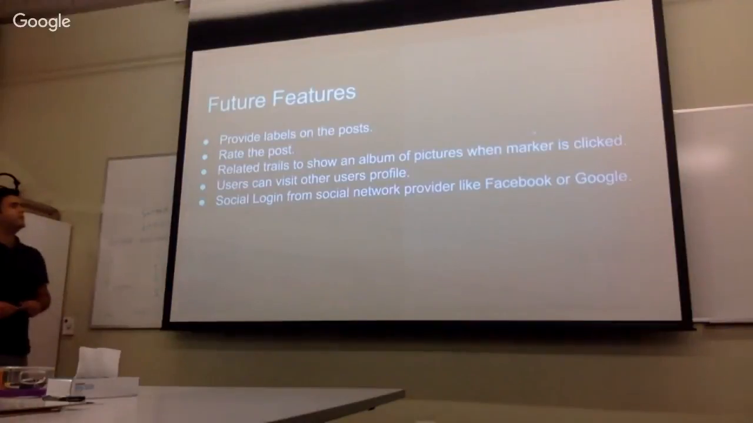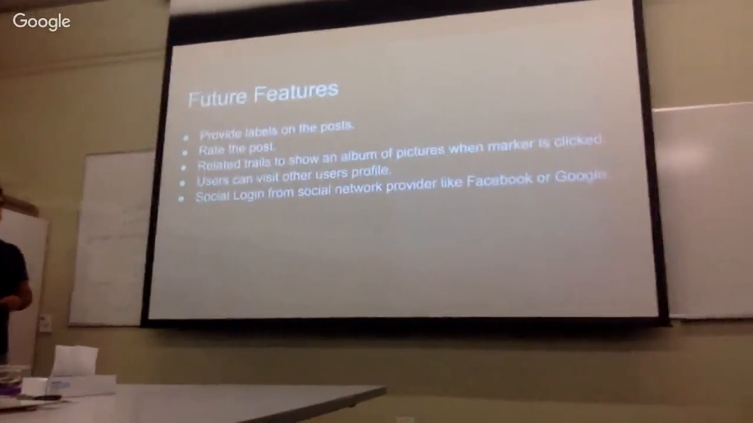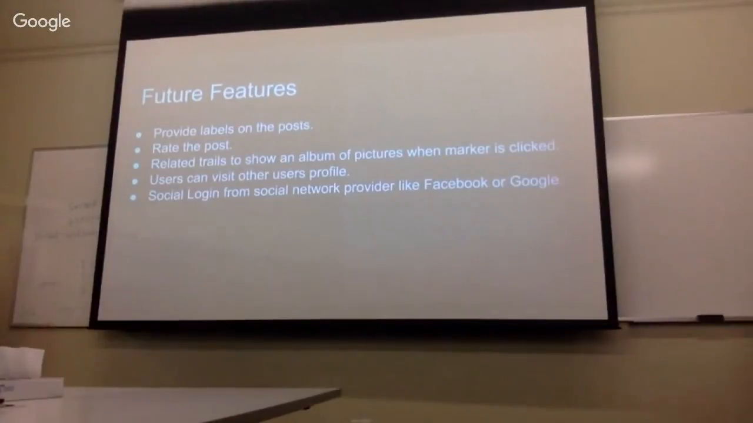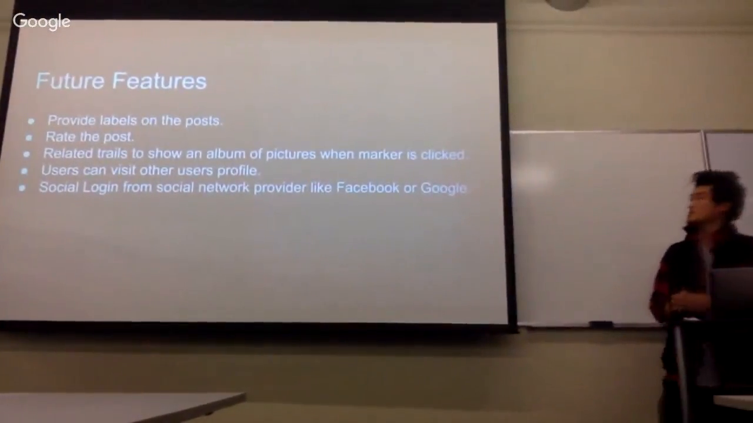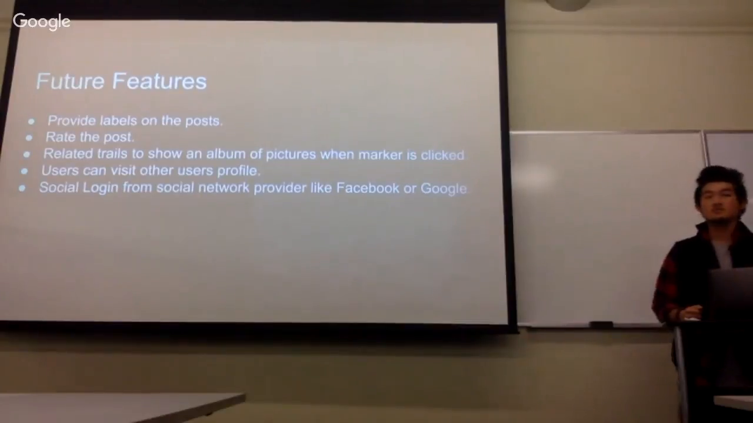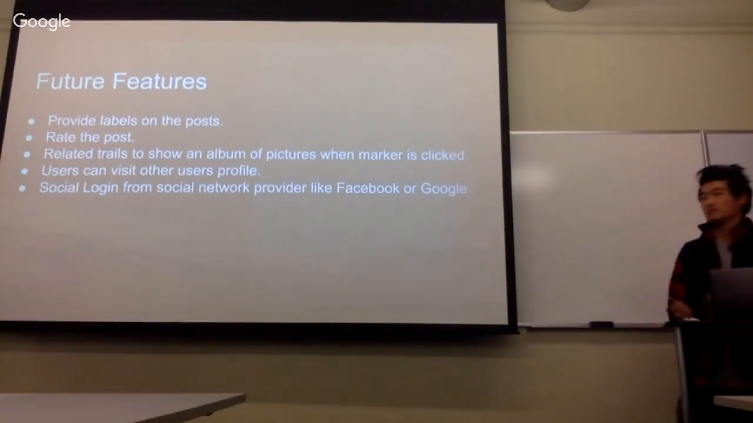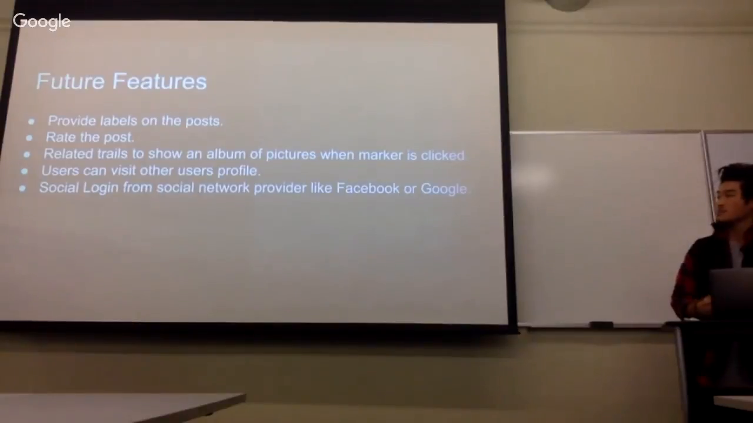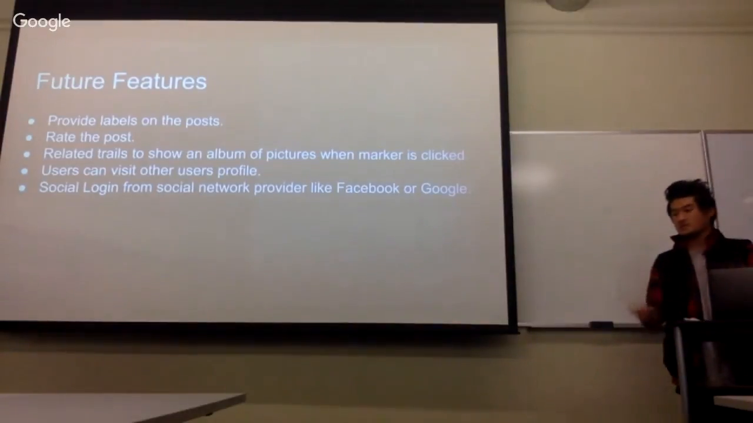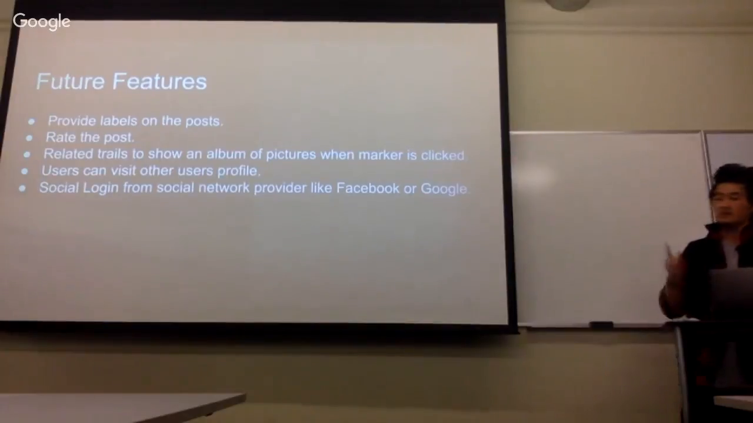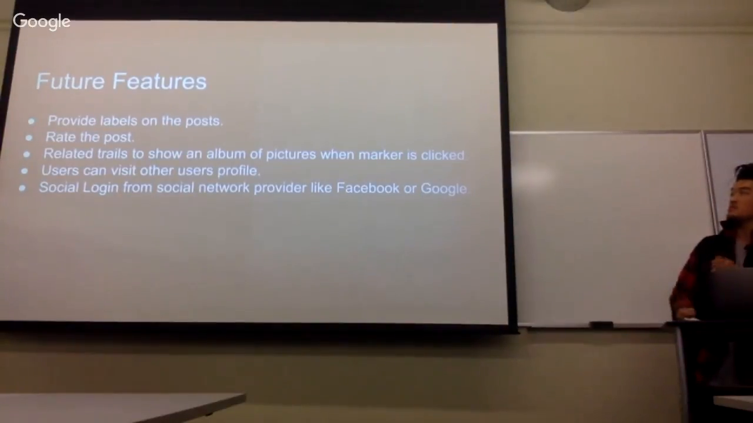For the amount of time that we have, we couldn't implement everything, but we have future features. Some of the things we wanted to do: one, add labels to define the trail as a moderate hike, hard, dog friendly, regular post if you want. We also wanted to implement this thing where you click on the marker and it will collect the geolocation of that trail to gather up all the pictures that relate to the trail and show it as an album.